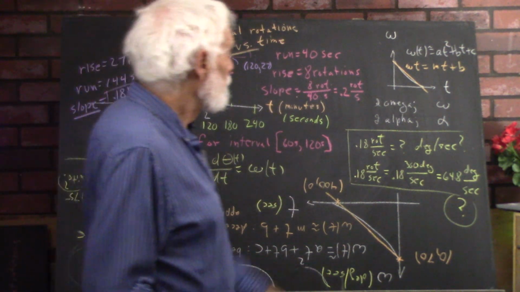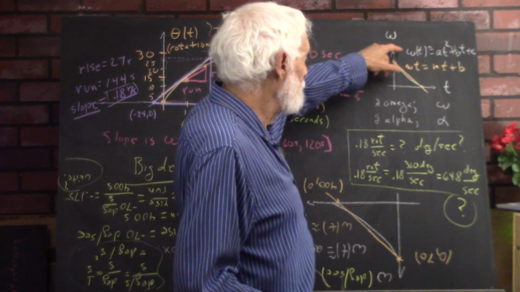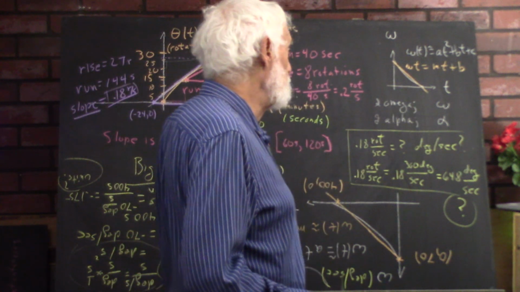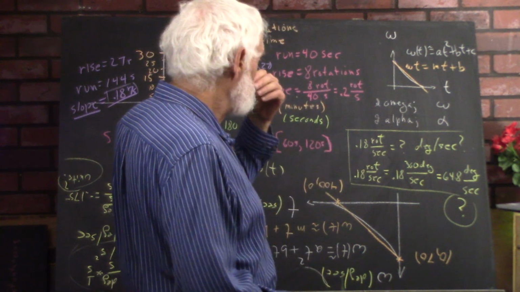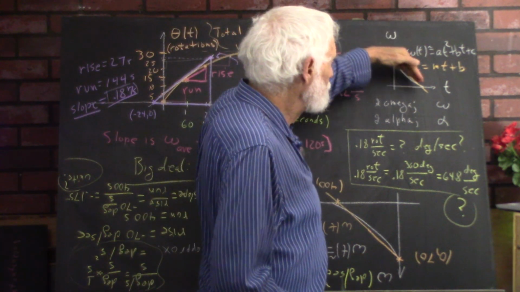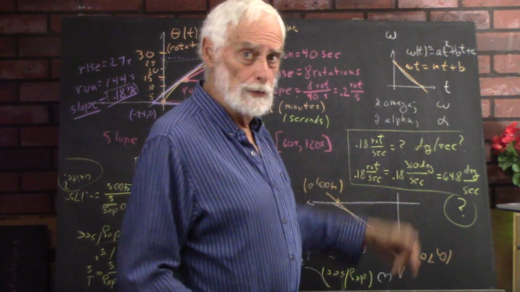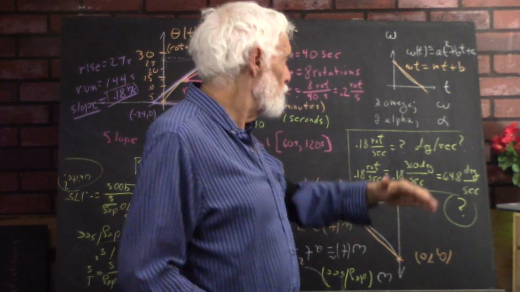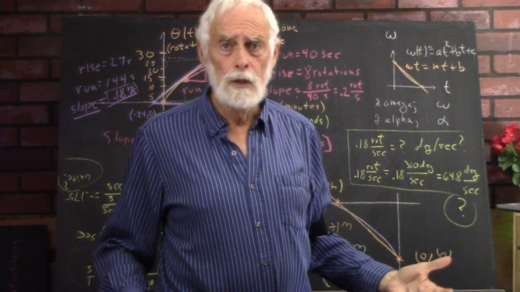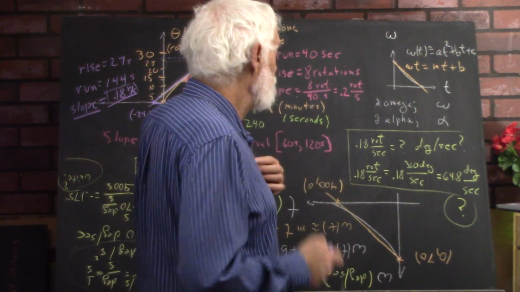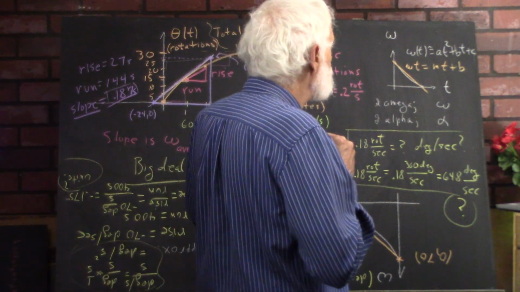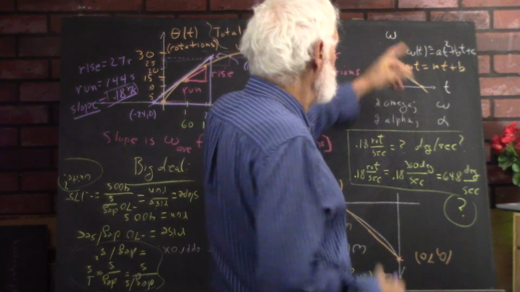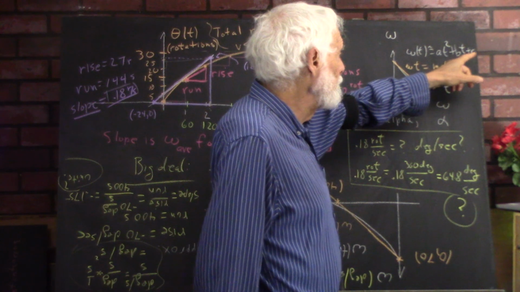Over here, now I've got a small representation of omega of t. The graph of omega of t has some curvature to it. And it's a kind of curvature that's pretty well modeled by a quadratic function, meaning that omega of t is going to be approximately of the form at squared plus bt plus c.